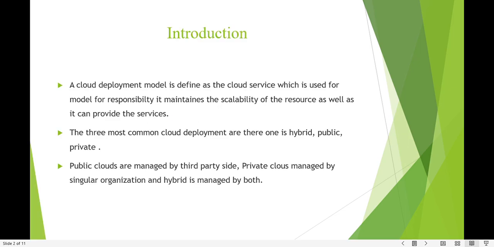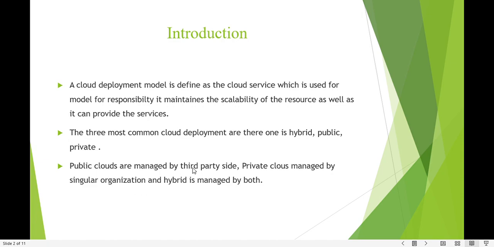So, giving an introduction, as I've told, a cloud deployment model is defined with the cloud services which are used for the model, and is responsible for maintaining the scalability of the resource as well. These are the three common cloud deployments: hybrid, public, and private, as we have seen in the earlier case studies. The public clouds are managed by third-party sites, like www.amazon.com, and the private clouds are managed by a single OS within the network.